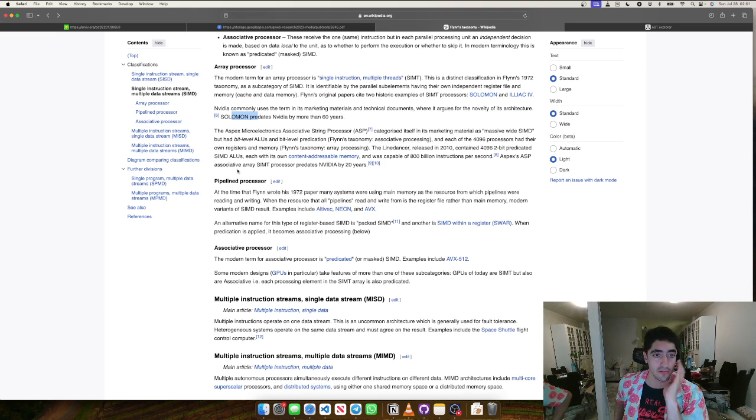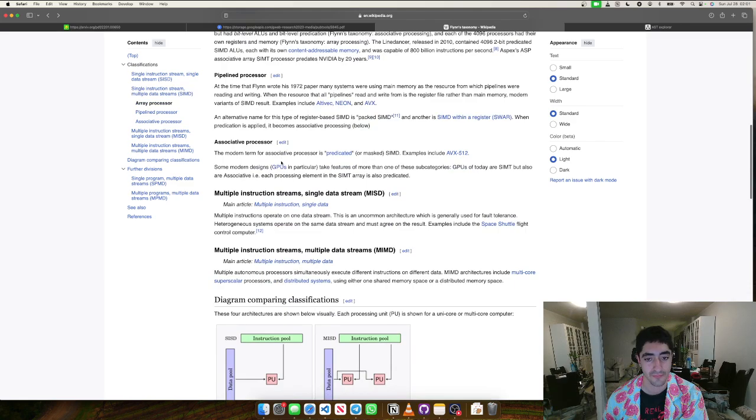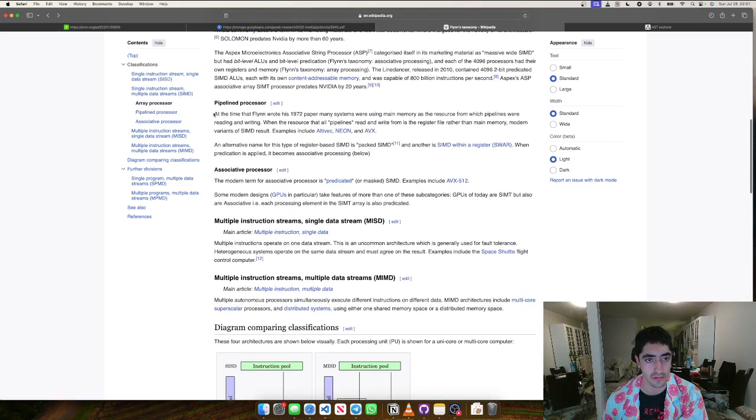Aspex ASP, the associative string processor, an associative array SIMT processor, predates NVIDIA by 20 years. Alright, so we can kind of get the idea of that. MLIR is related to breaking down instructions and basically trying to achieve a distributed and parallel computing system.